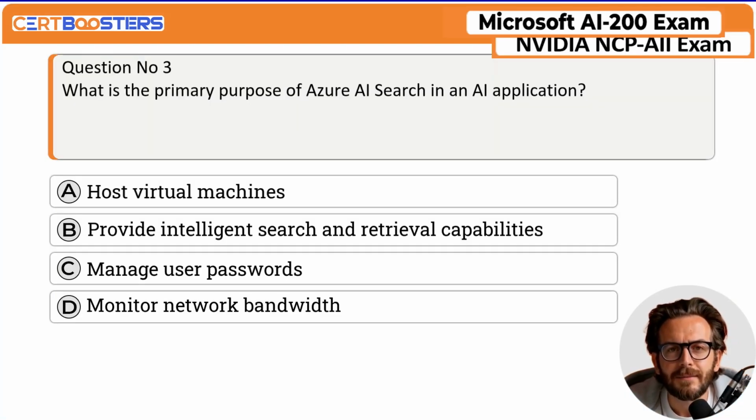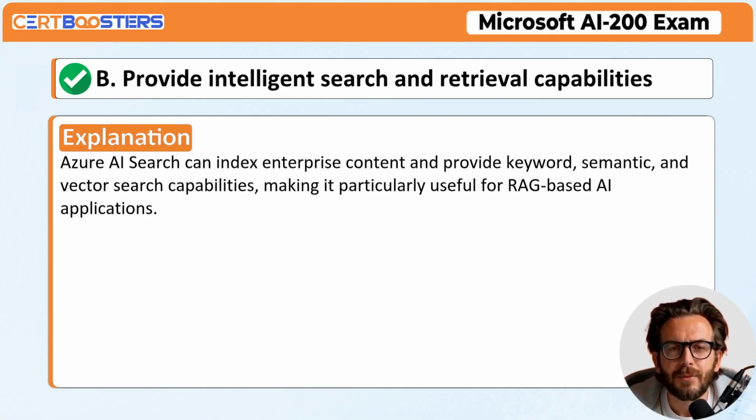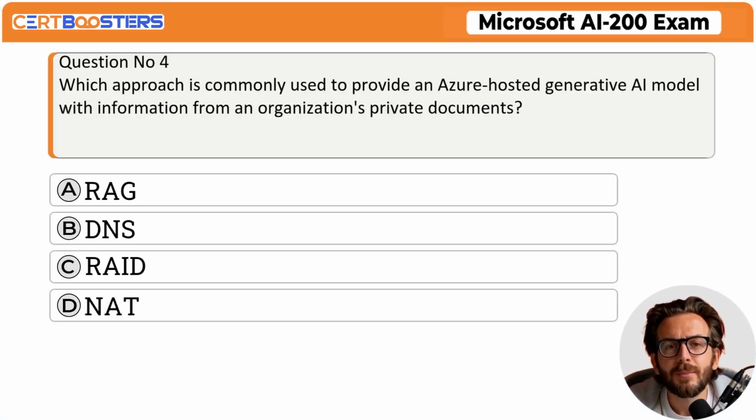Question number 3. What is the primary purpose of Azure AI Search in an AI application? A. Host virtual machines. B. Provide intelligent search and retrieval capabilities. C. Manage user passwords. D. Monitor network bandwidth. Correct answer: B. Provide intelligent search and retrieval capabilities. Explanation: Azure AI Search can index enterprise content and provide keyword, semantic, and vector search capabilities, making it particularly useful for RAG-based AI applications.